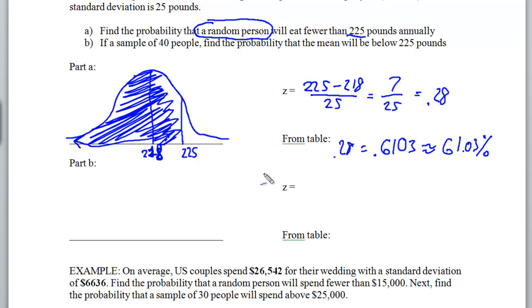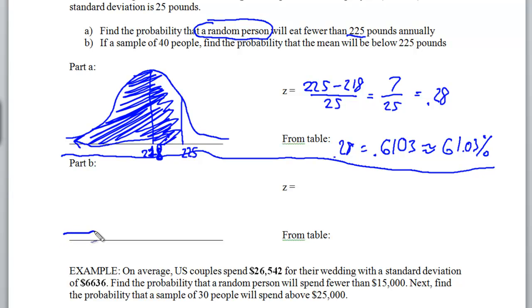But now, that's the first part of the problem. The first part was asking about one person. Now the second part of the problem is asking, if you pick 40 people, find the probability that the average would be below 225 pounds. Well, when you pick a small group, your chances of getting a vegetarian are going to be much smaller. So even though this is a little skewed, I didn't mean to make it that way, it's still going to have the same average of 218.